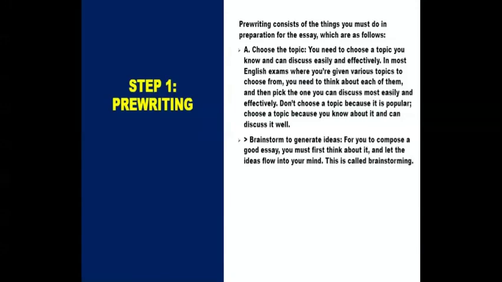The next step is to brainstorm to generate ideas. For you to compose a good essay, you must first think about it and let the ideas flow into your mind. This is called brainstorming. Having chosen the topic, you have to generate ideas with which you will discuss the topic.